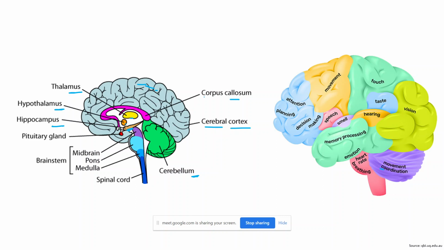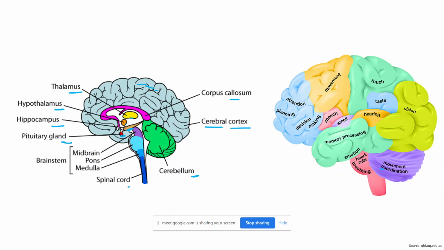Then we have the pituitary gland, which is very tiny. This red part which you are seeing. Pituitary gland is the smallest part of the brain. The biggest part is the cerebral cortex. Pituitary gland is the smallest. And what pituitary does is it controls your hormones. Then we have the brainstem where we have midbrain, pons, and medulla. All these perform different functions, but basically they control our heart rate, breathing, blood pressure.